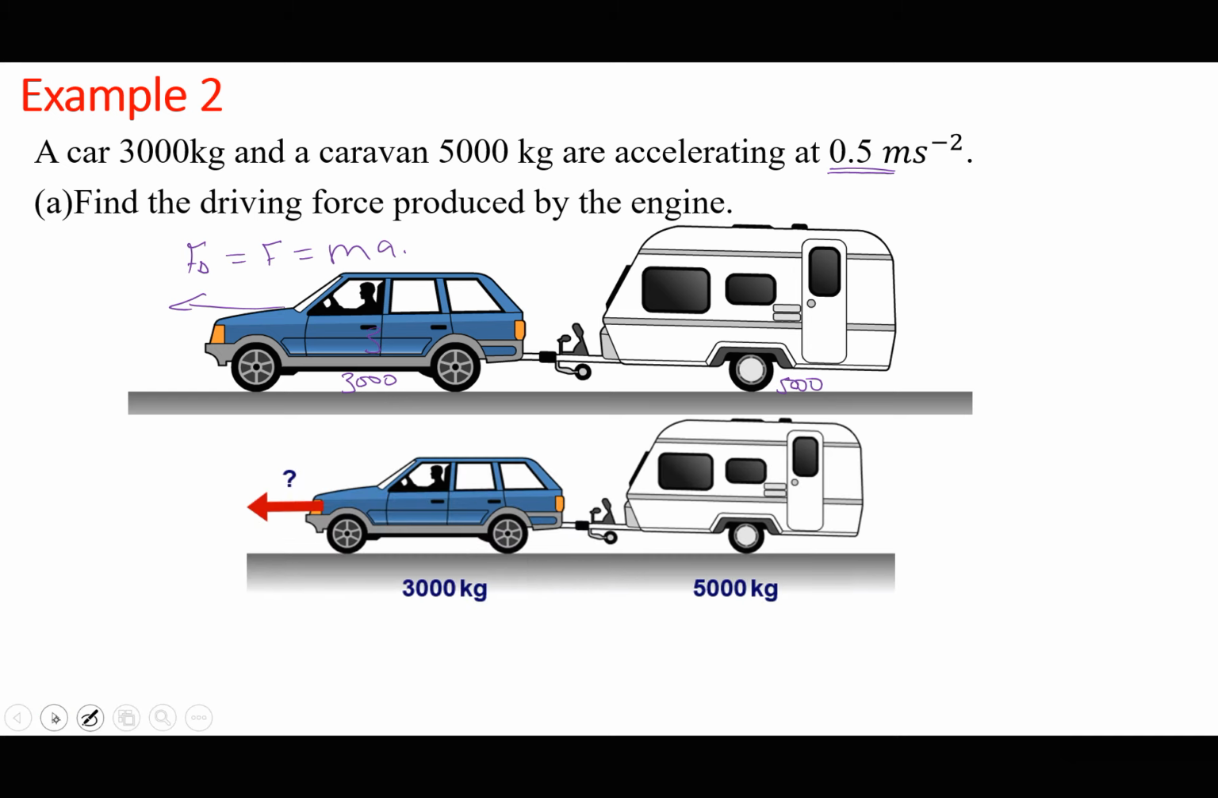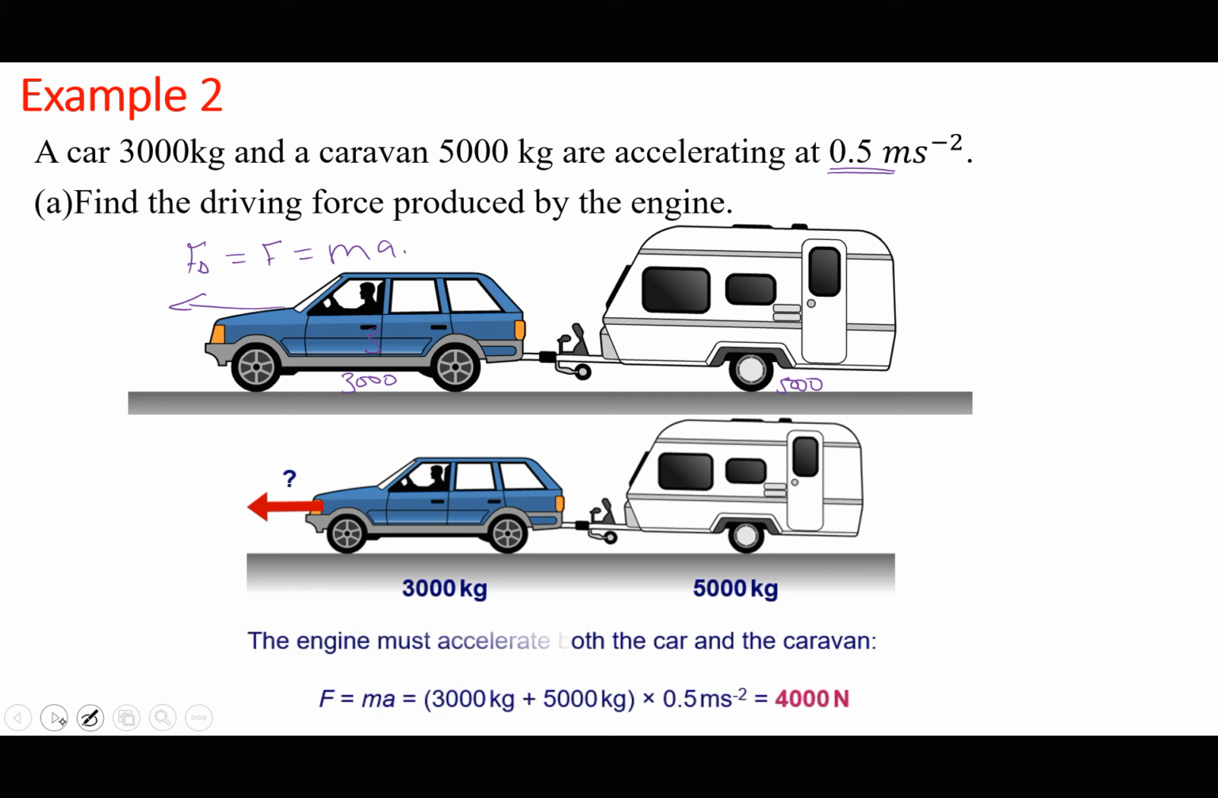Since there is no friction, there is no resistance, the engine must accelerate both the car and the caravan. So the driving force is actually the resultant force here because there is no resistance. We have not considered any resistance in this case.